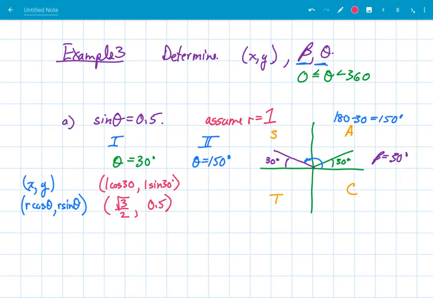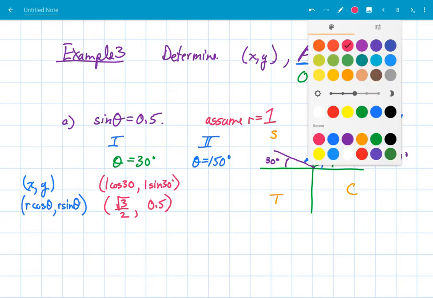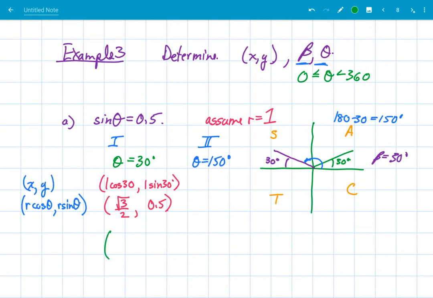Okay. Go ahead and do the same thing for the second quadrant. Well, what changes sign? Well, the x changes sign. The cos of 150 is not the same as the cos of 30, negative √3/2. But the sine of 150 is the same, so it's 0.5. So there's my two possible x values. One for the first quadrant right there, and one for the second quadrant right there.